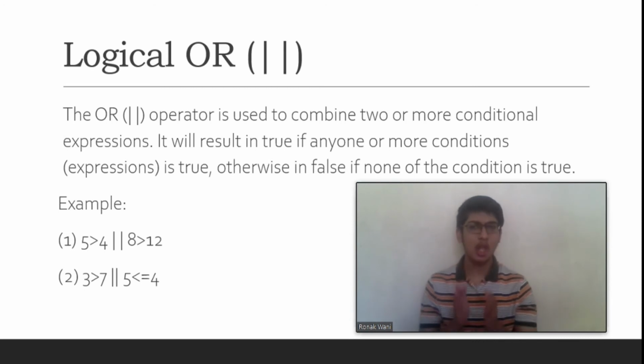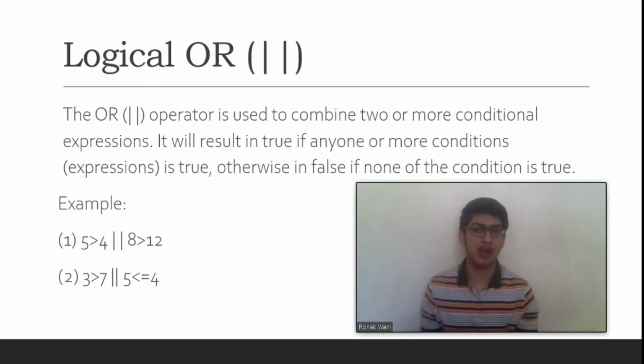3 greater than 7 or 5 less than or equal to 4. It will result in false since both the conditions are false. Neither is 3 greater than 7, nor is 5 less than or equal to 4. So this was all about the OR operator. Let's proceed ahead to the logical NOT operator.